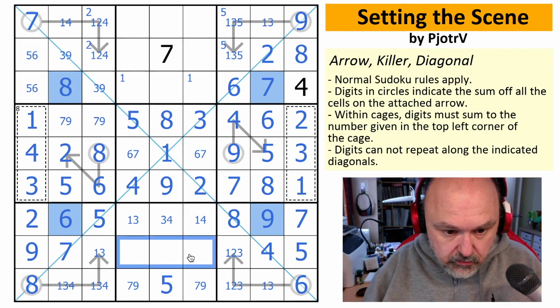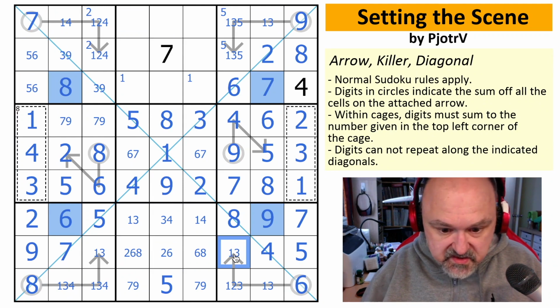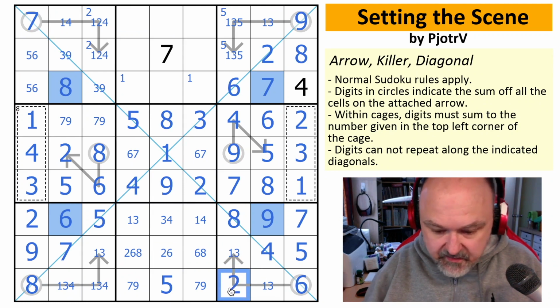This is now a triple. 1, 2, 3, 4, 5, 6, 8. There is no 2 there. There is no 8 there. That means this can't be a 2. There's a 1, 3 pair. That makes that a 2.